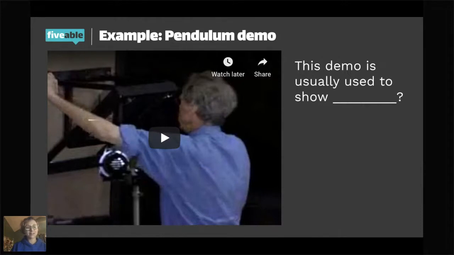So like I said, this is a pretty famous demo. I've done it not with a 15 kilogram bowling ball or wrecking ball, but with a 1 kilogram weight because I'm a wimp and I also didn't want to break the ceiling in the classroom. But it's commonly used to show a particular phenomenon.